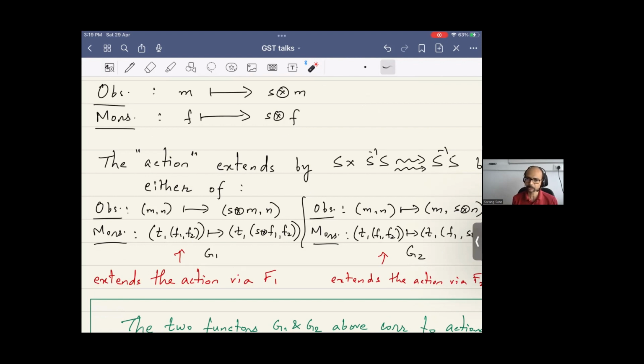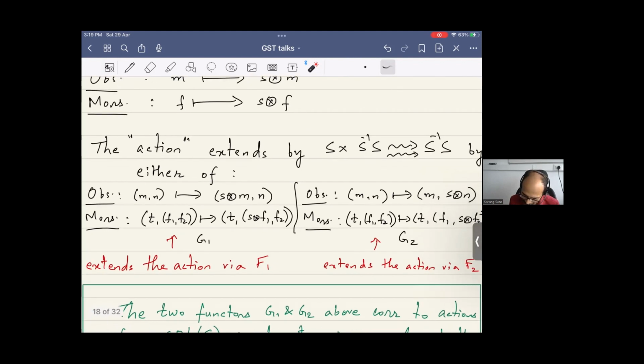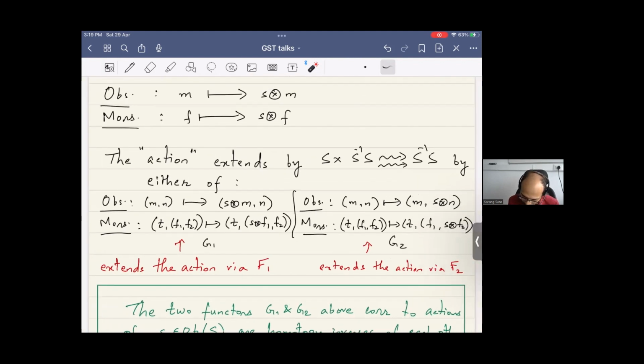Now in some sense, S inverse S is a category on which S is acting, and we are going to see much more of this ahead. So how do we do this? First of all, when I say extends, I have to say extends in what sense? Because how is S related to S inverse S? We had two possible functors, F1 and F2.